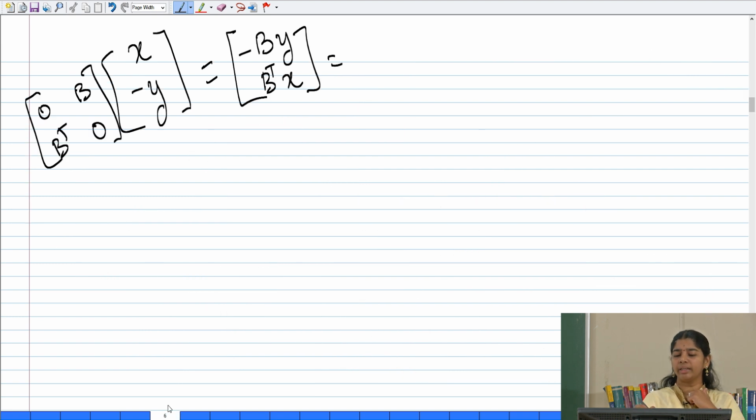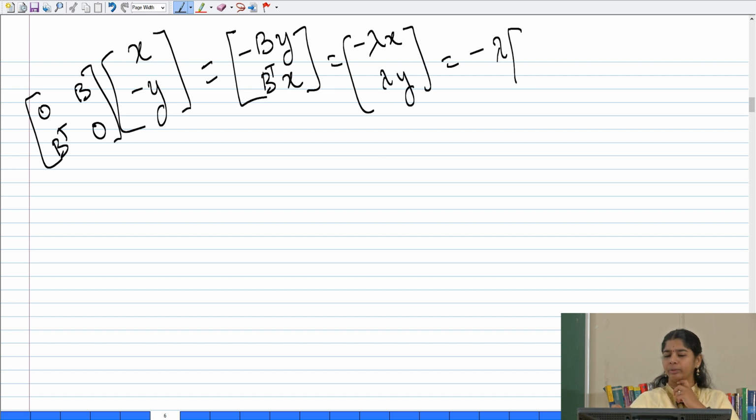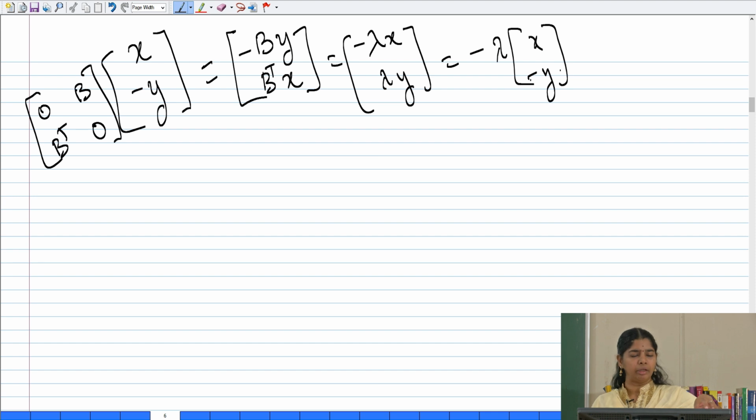So, putting it back here, you get minus lambda x, and this is lambda y. Pulling minus lambda out, you get (x, minus y). So, starting from the adjacency matrix applied to a vector, we have arrived at minus lambda times the same vector. So we can see that minus lambda is going to be an eigenvalue with the corresponding eigenvector being (x, minus y).